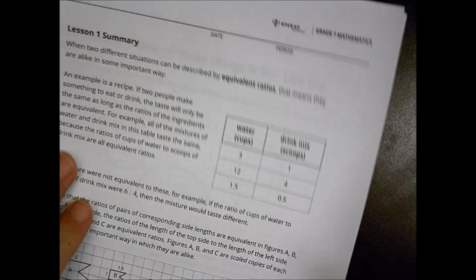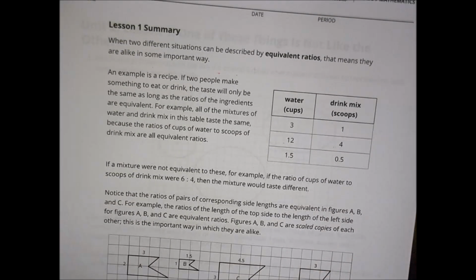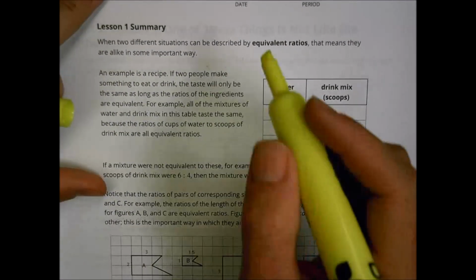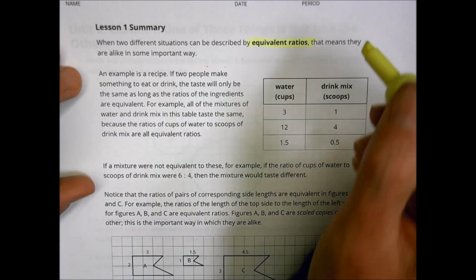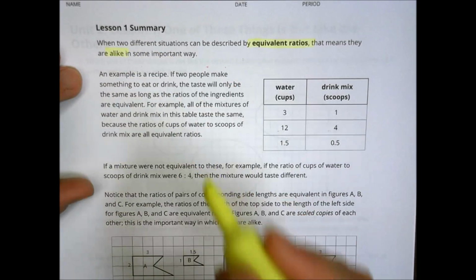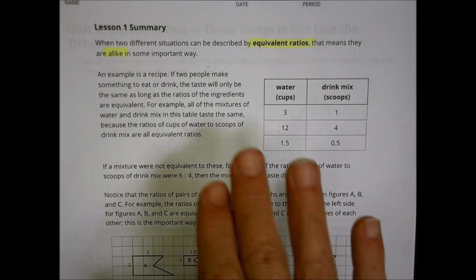So in summary for your lesson today, what we're saying is that when two different situations can be described by equivalent ratios, that means they are alike in some important way. So that's what we're talking about. Equivalent ratios means they're alike in an important way.